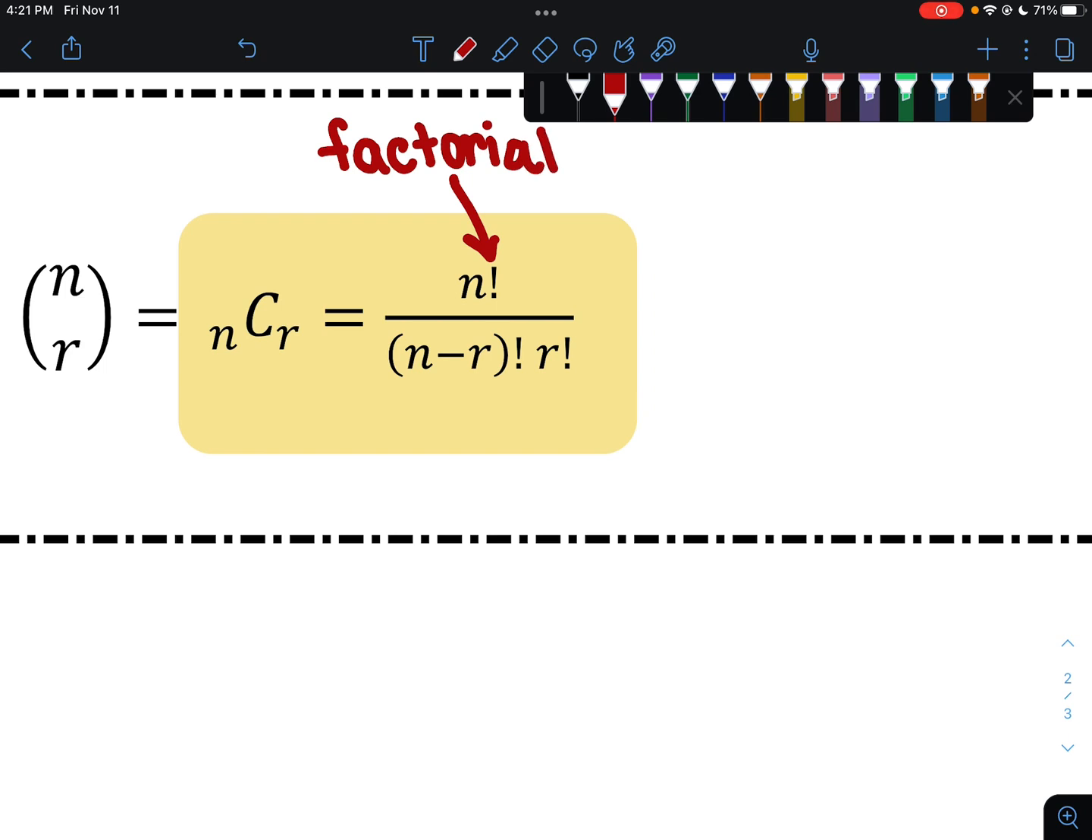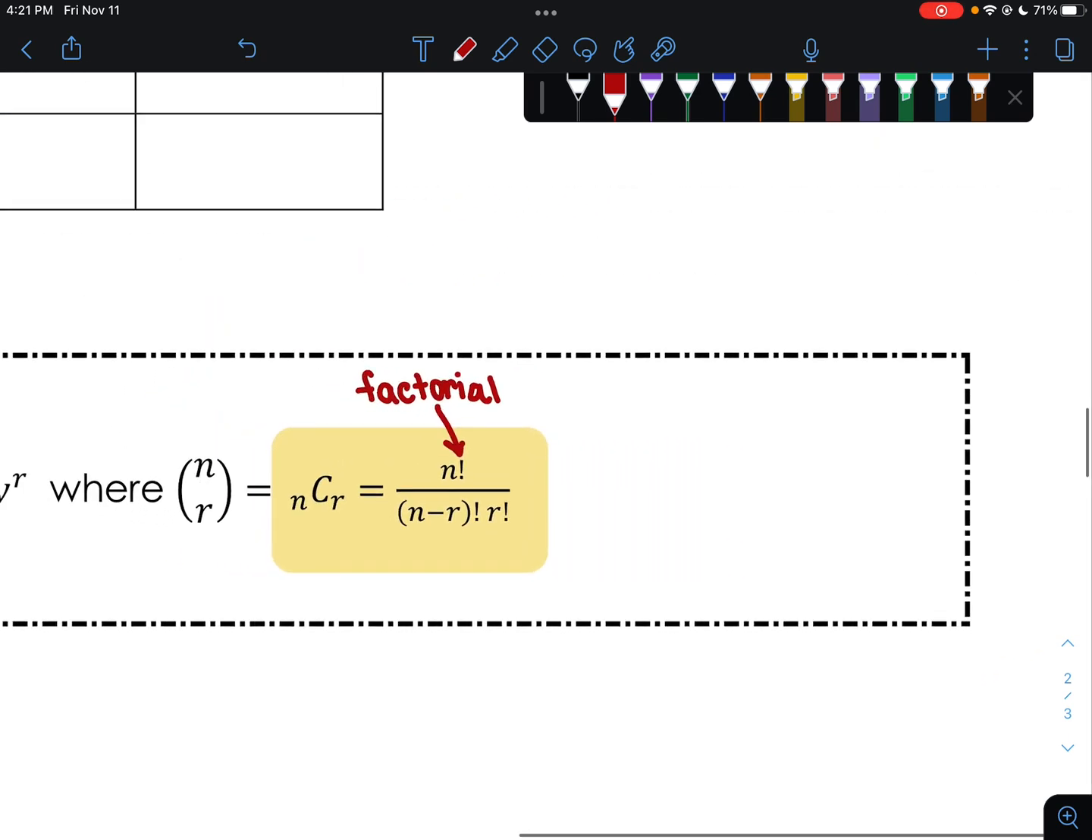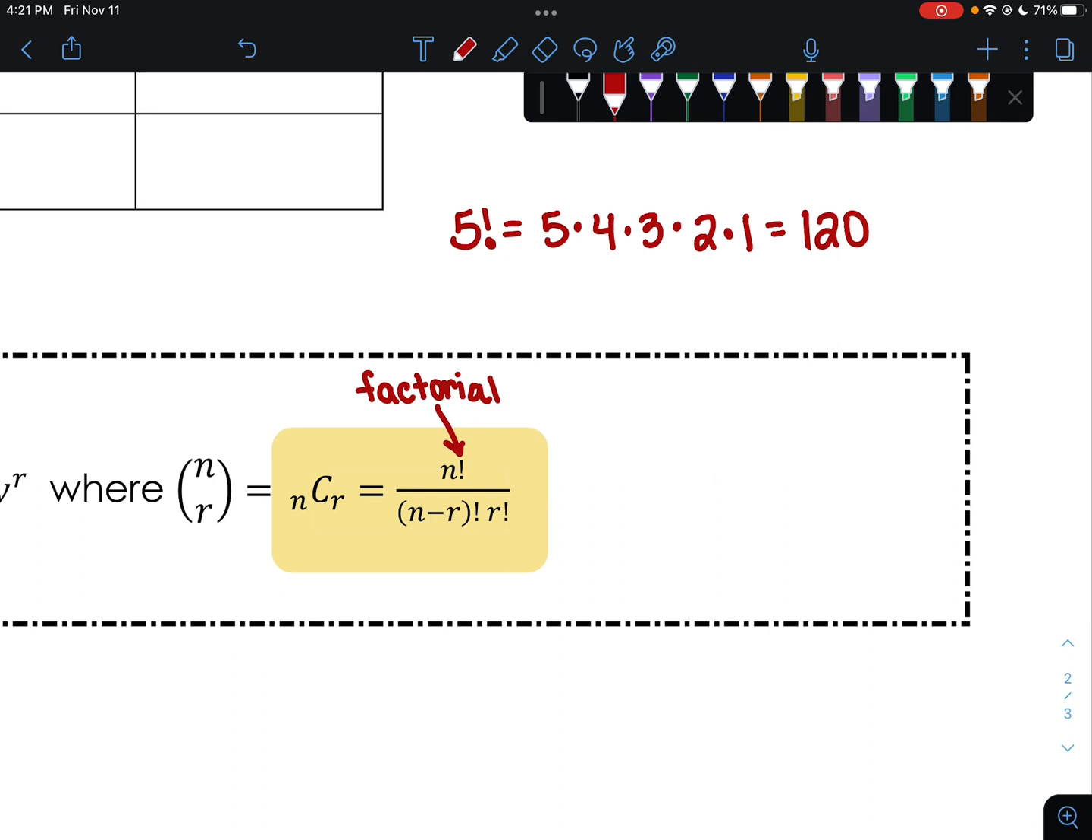Not that it's needed to know for this, but if we were doing it by hand, just to show you, 5 factorial would be the same thing as saying 5 times 4 times 3 times 2 times 1. And if we multiplied all those together, we would get 120. So 6 factorial would be 6 times 5 times 4 times 3 times 2 times 1.